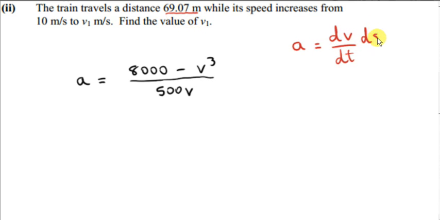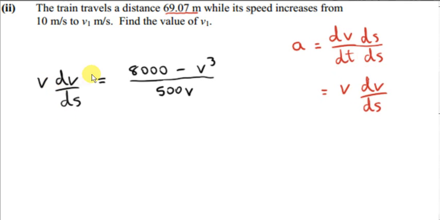So as we've seen before, we know that A is dv dt. If we multiply above and below by ds, we get ds dt, which is v times dv ds. So this is what we need to use for the acceleration. The next step is to separate the variables, so v is on one side and s is on the other side. So we will multiply both sides by the reciprocal of this quantity. So we'll have 500v times v, that's 500v squared, divided by 8,000 minus v cubed. This is multiplied by dv, and now we just have 1 on the right hand side.